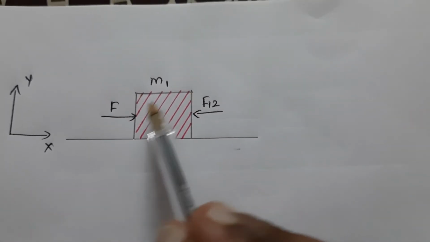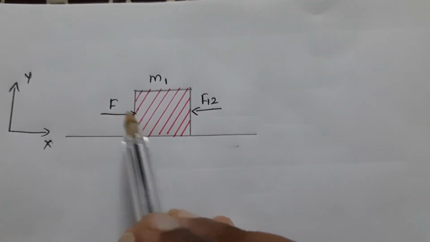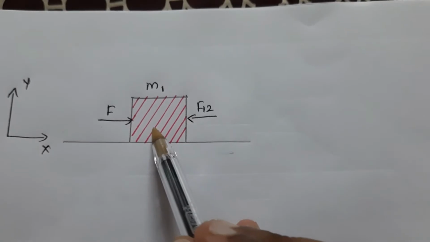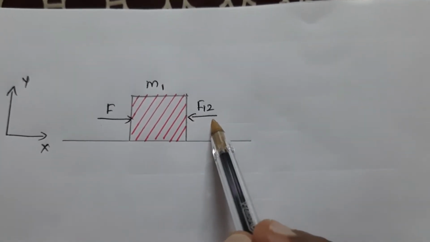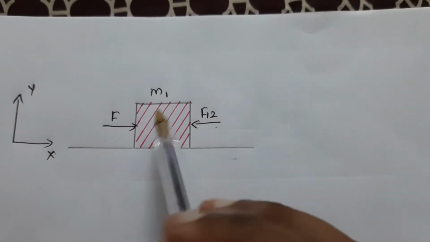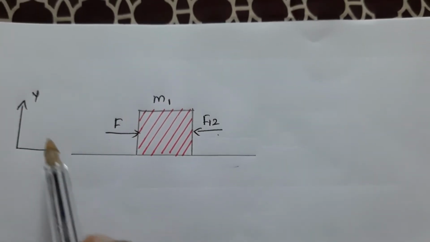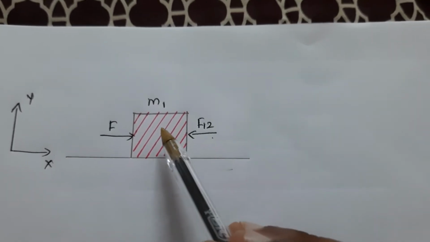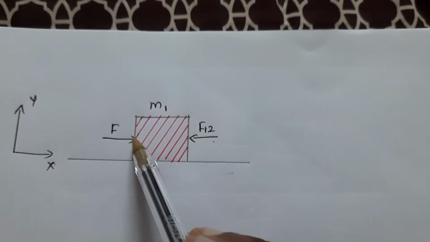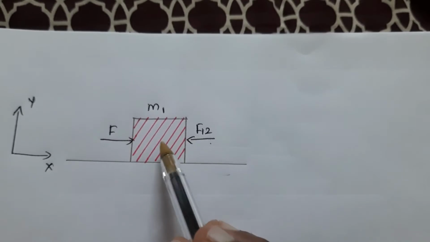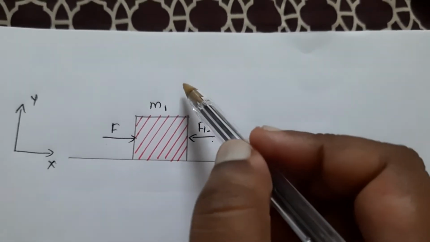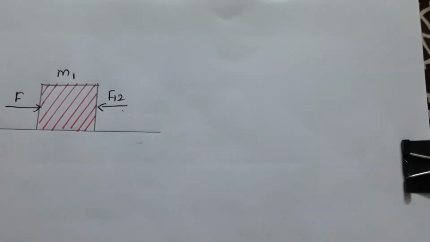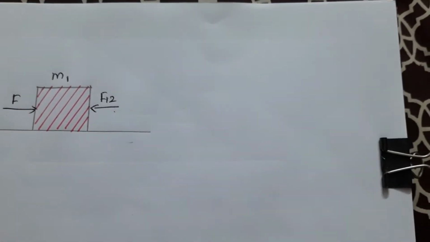Now we take the block m1 alone. The horizontal force acting on block m1 is F, and the force exerted by m2 on m1 is F12. Here we are taking the coordinates as the x-axis and y-axis. In addition to these two forces, two more forces are also acting: the downward force and the upward normal force. Now we can go for drawing the free body diagram.